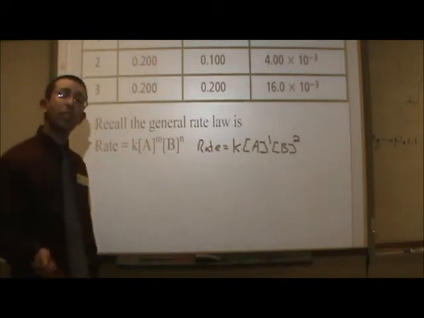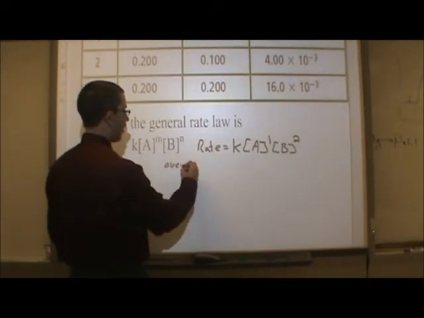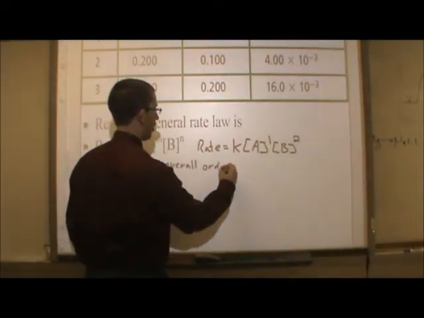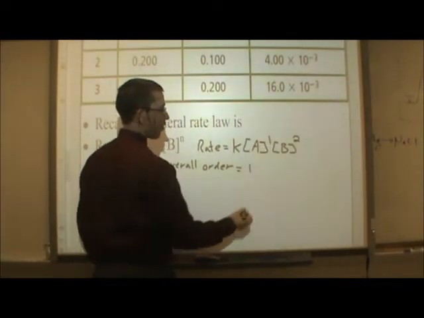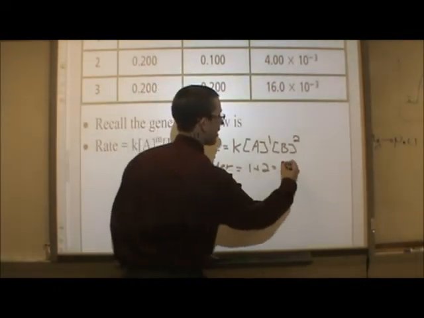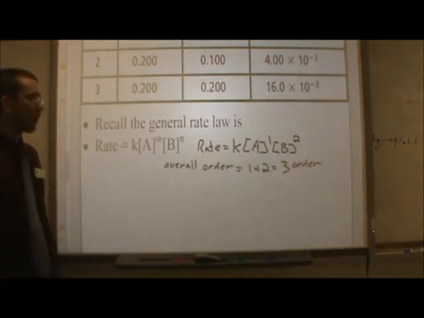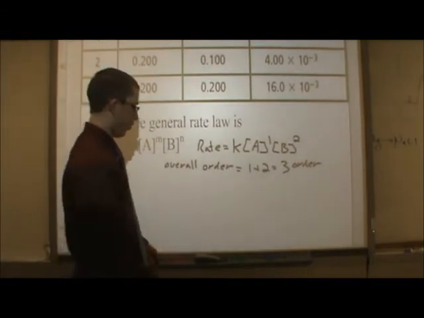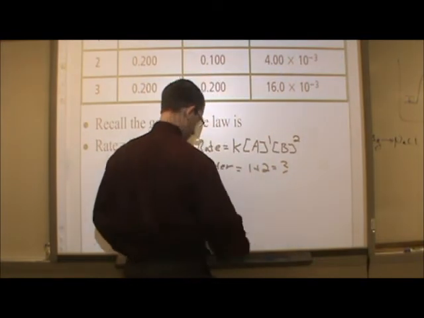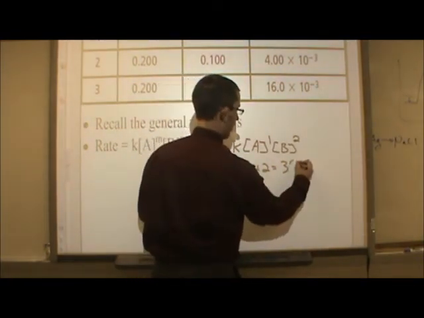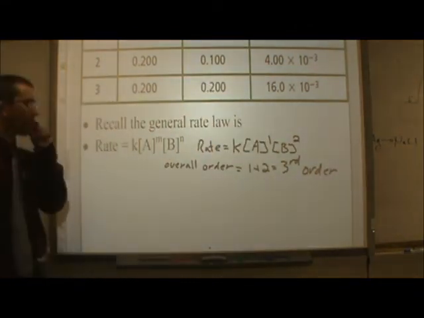If a question asks what is the overall order of the reaction? Well, it's very simple. All you've got to do is add up the order of A plus the order of B, and this is a third order reaction. I guess I should put third there instead of just order. This is a third order reaction overall. All right.